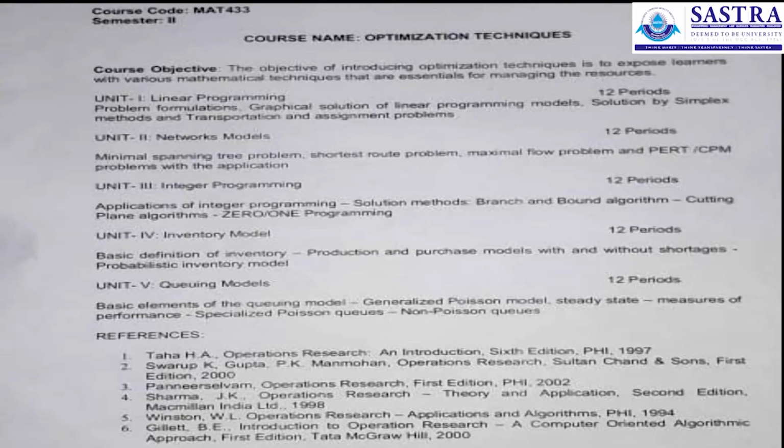Next, that is followed by assignment models. Next one is network models. In that we will have the minimal spanning tree problem, the shortest route problem, the maximal flow problem, and PERT CPM.